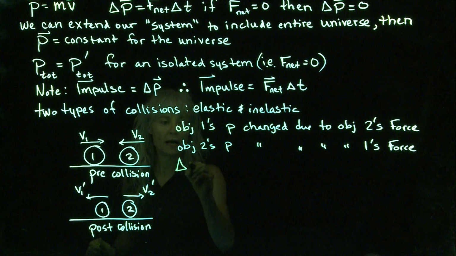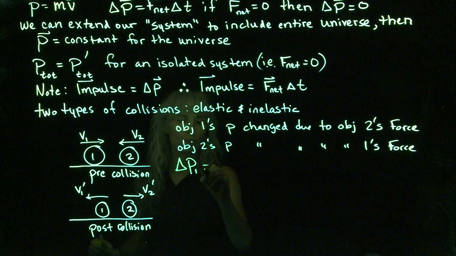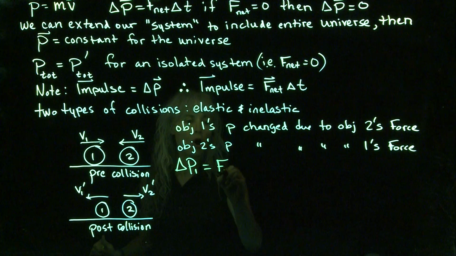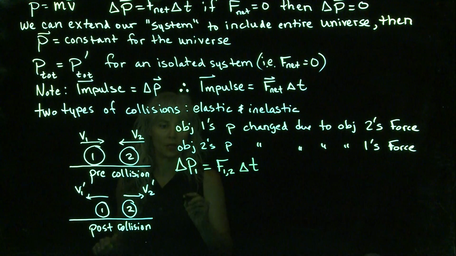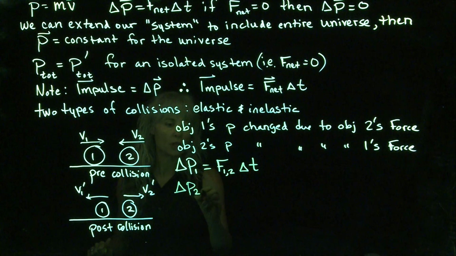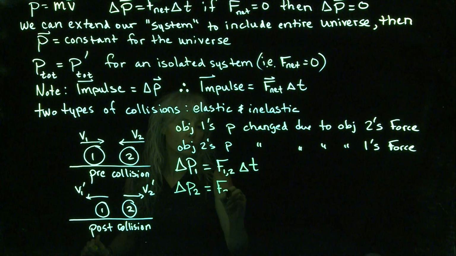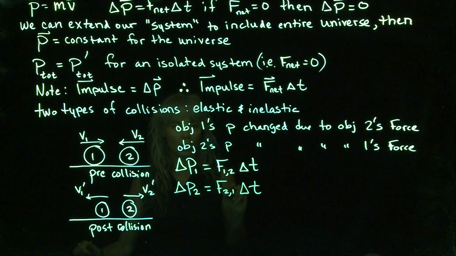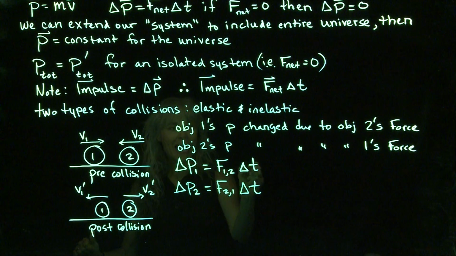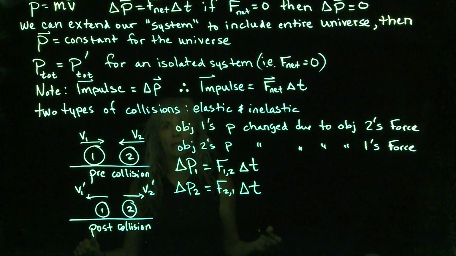So the change in momentum for object 1 is going to be equal to the force exerted on 1 by 2 times the time that that force was exerted. And the change in momentum for object 2 is equal to the force exerted on object 2 by object 1 times the time that that force was exerted. Notice that these are Newton's third law pair forces, so they have the same magnitude, and the times over which these forces were exerted have to be the same. In other words, 1 can't be pushing on 2 longer than 2 is being pushed by 1.